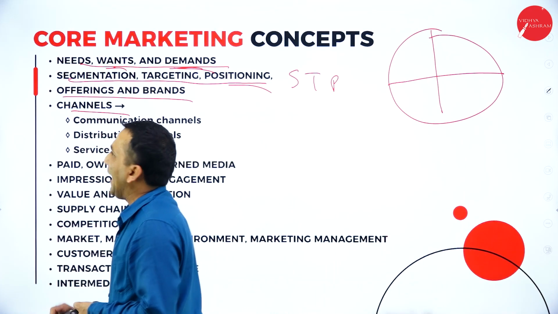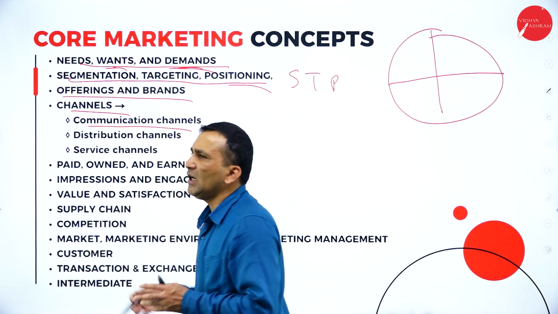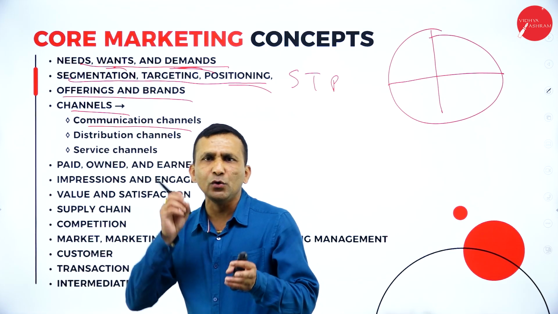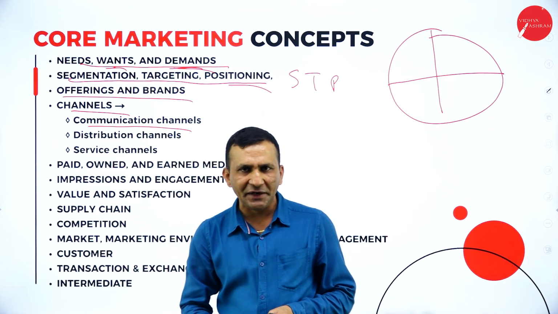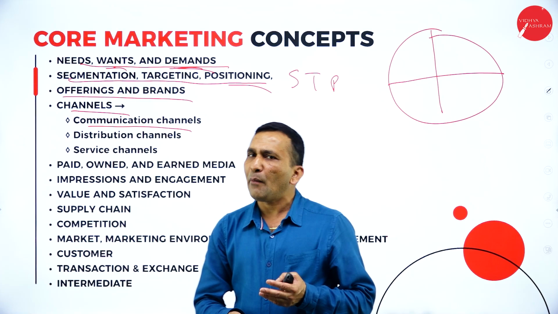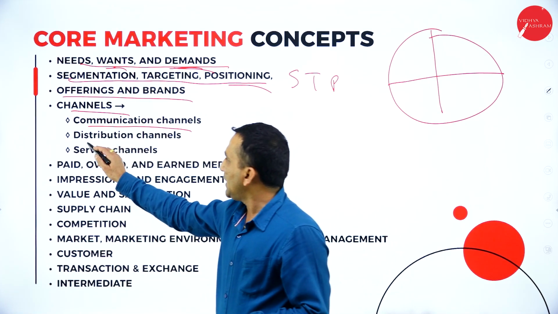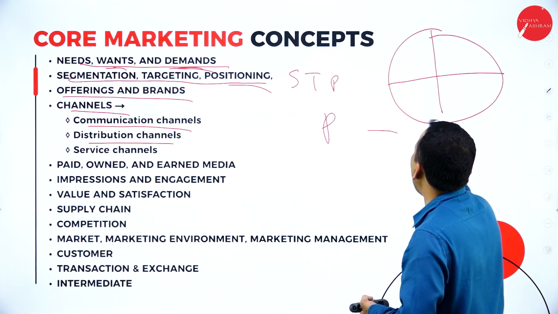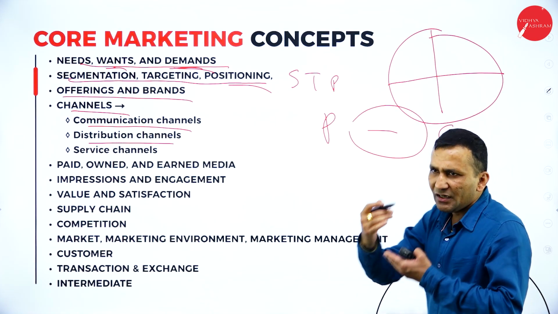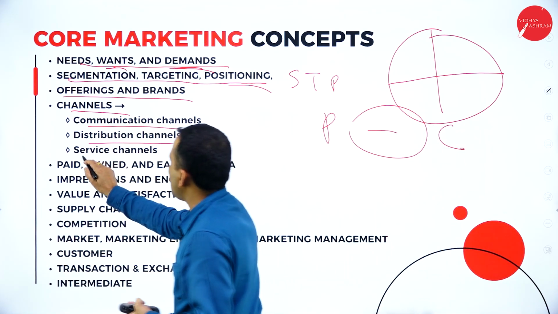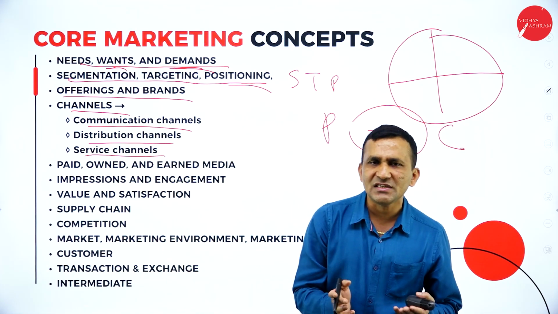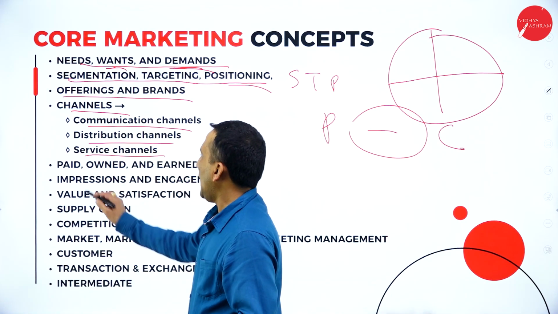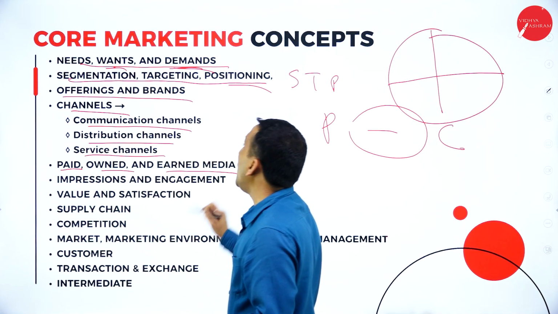Next one, under channel, communication channel. After your product is ready, or before your product is ready, you need to communicate what product you are offering, using communication and promotion. And the distribution channel: you need to carry the product from the production point to end consumption, so distributing the product. And the service channel: what supporting services, like insurance and banking, everything comes under the service channel.